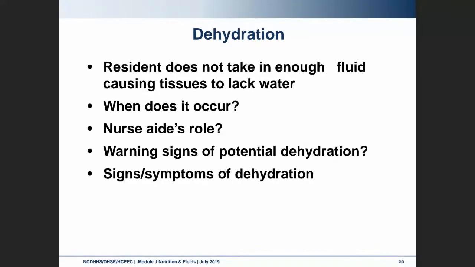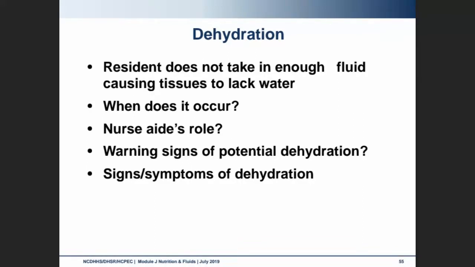Now, it's worth reminding ourselves about dehydration and the risks of dehydration. If fluid intake is less than fluid output, dehydration is going to occur. The resident who does not take in enough fluid for the body, that's going to cause the tissues to lack water. This can occur with a lot of things, illness. So we have high fevers, vomiting, diarrhea, dementia because they forget to drink, excessive sweating. If someone is on a fluid restriction, and that may be by a doctor's order, but we have to be cautious with those.